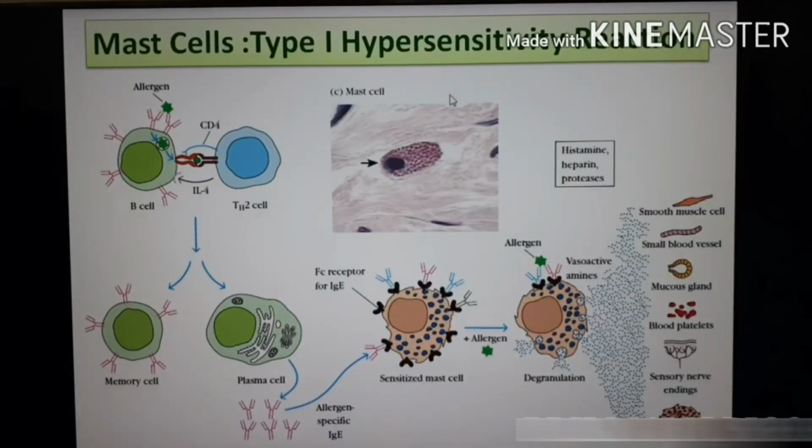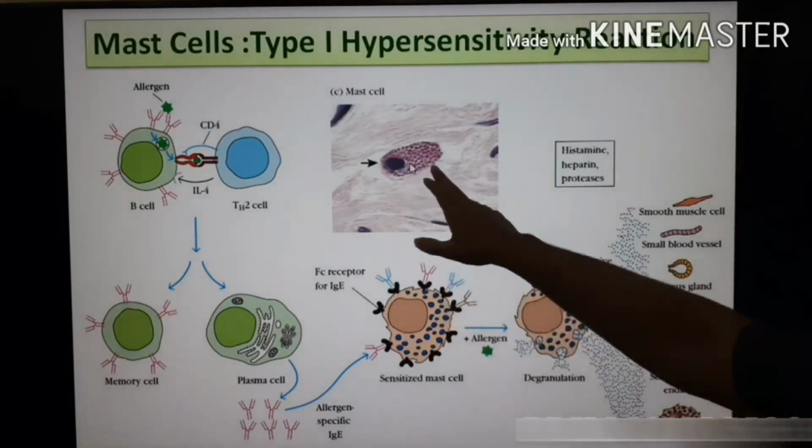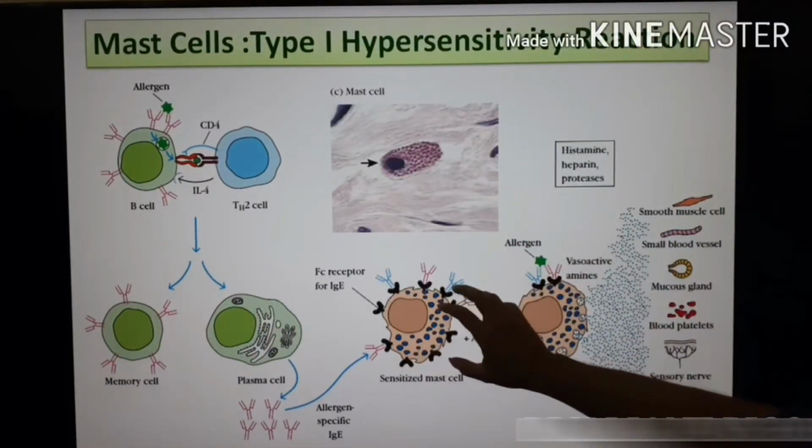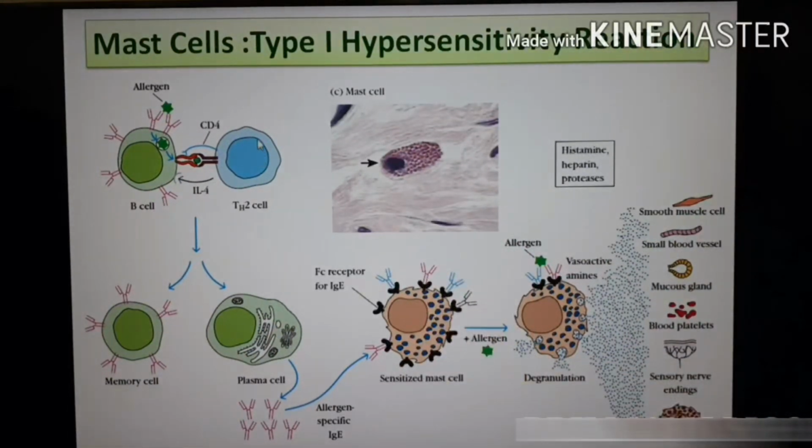Now you can see the mast cell. This is a mast cell, and the mast cell contains granules. Here it is showing granules. And how does a mast cell work? Here it is showing that T cell or a subset of Th cell called Th2 cell actually can activate a B cell in such a way that the B cell can produce IgE molecules, because Th2 cell secretes a chemical called IL-4 that helps the B cell to produce IgE antibody.